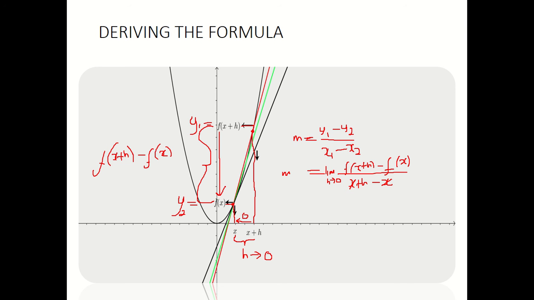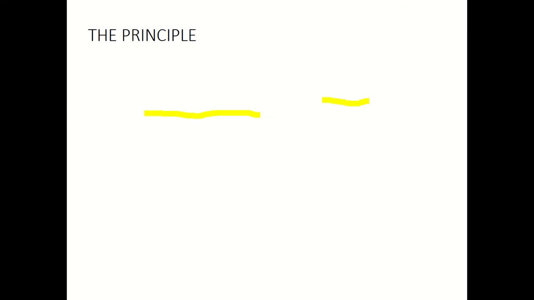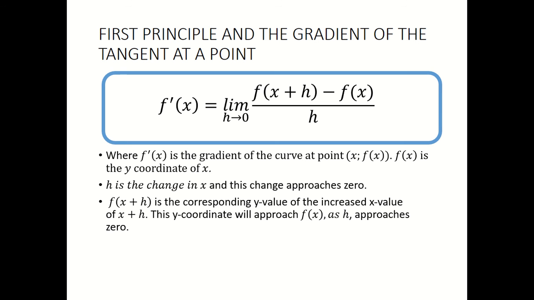As I've said, if this is a little bit difficult for you, don't stress yourself about it. You will understand it later when you go to varsity. Now, this formula is what we refer to as the first principle. So basically, we're going to use this formula to calculate the gradient of a tangent to the graph at any specific point. It must be at a specific point.